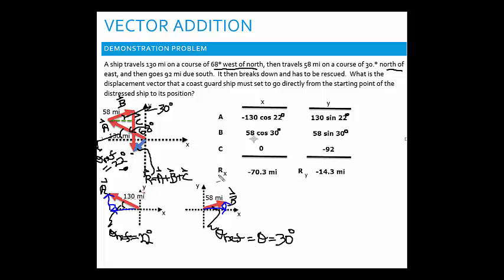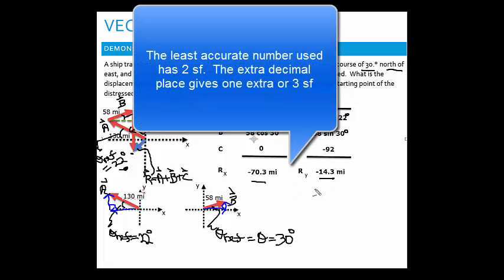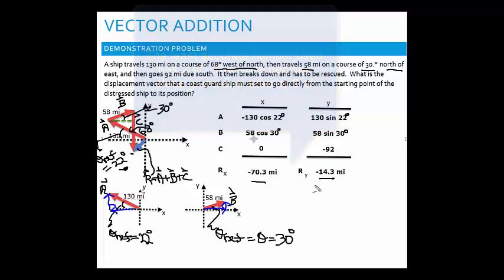We calculate R sub x, or the x component of the resultant vector, and we get minus 70.3 miles. And R sub y is minus 14.3 miles. Notice that the fewest number of significant figures is 2, and that we have carried one extra decimal place, so as to not propagate round-off error for intermediate steps. Since the x component of the resultant vector is negative, as is the y component, the resultant vector is in the third quadrant, which is consistent with our drawing.